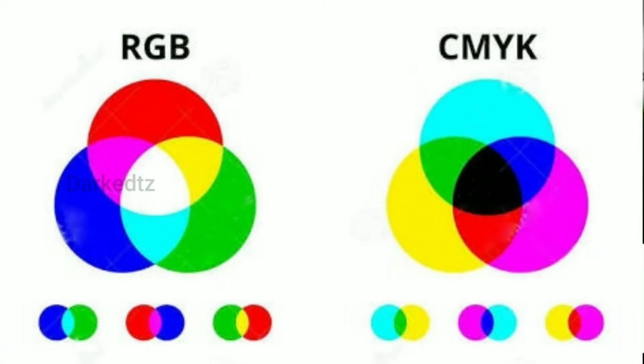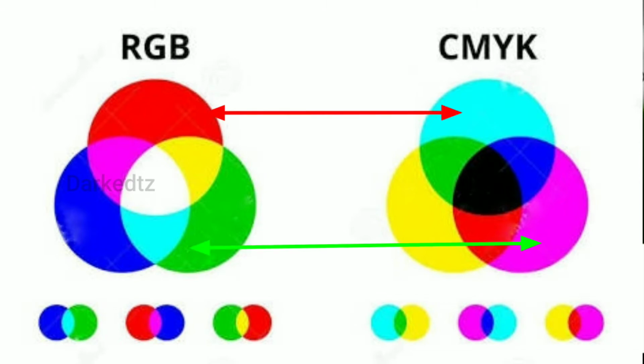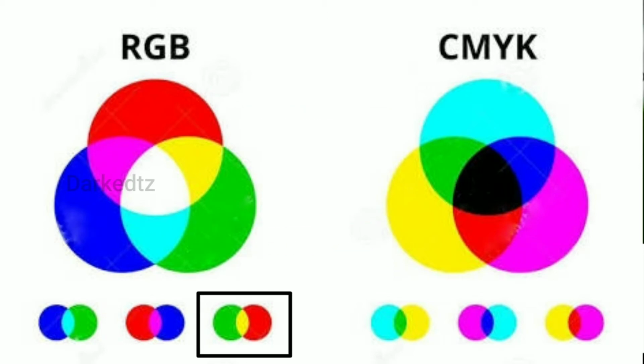For example, the color I am going to choose here is yellow. See which color is opposite to yellow. Cyan is the opposite of red, magenta is the opposite of green, and yellow is the opposite of blue. Yellow can be made by combining red and green.